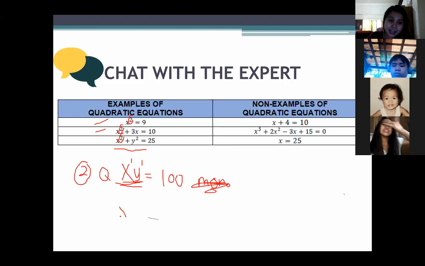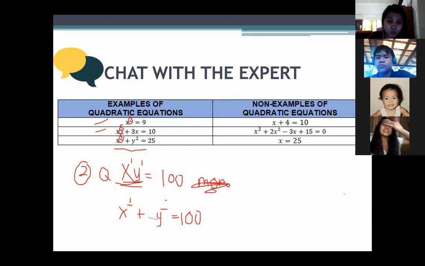But if I write x plus y equals 100, the exponent of x is 1. The exponent of y is 1. They are different terms. So the highest exponent is only 1. So we call it linear. Now, let's have more examples of not quadratic equations.